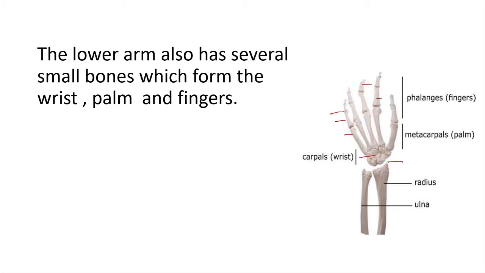You can see here, this is radius, this is ulna, which is the lower arm, and this is our hand. There is a joint here, and we'll talk about the joints later on because this is also covered in your chapter. These are all movable joints. Alright, you can move them here and there. And these are metacarpals. These are not in your syllabus, but the only thing that you have to understand is that there are bones in our body, and even in our hand we have bones. Alright, the lower arm also has several bones which form the wrist, palm and fingers.